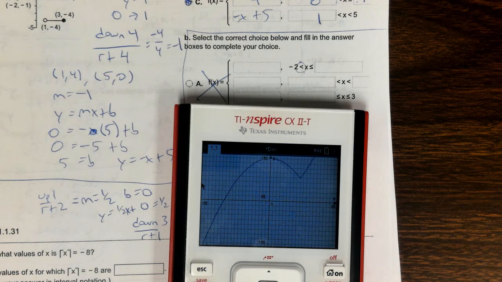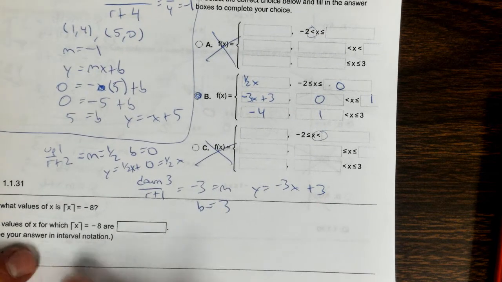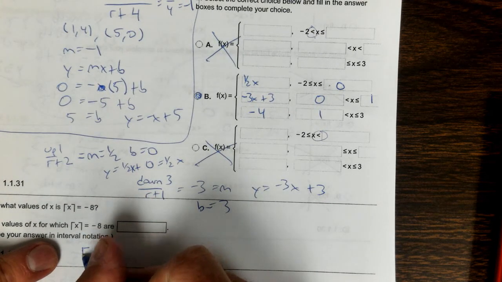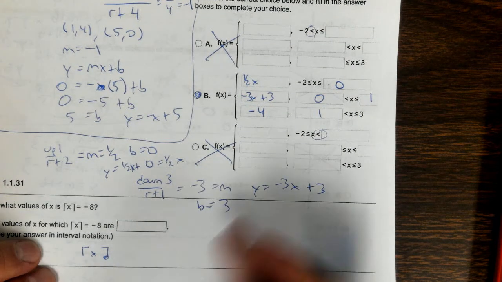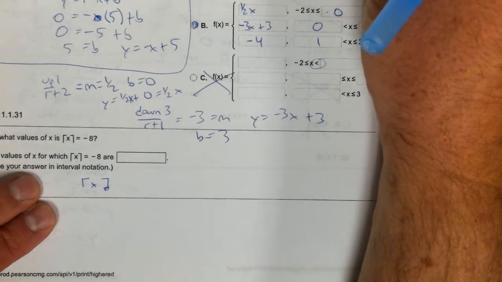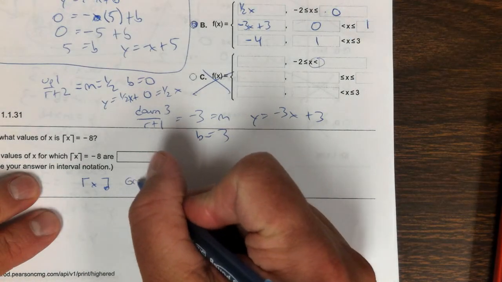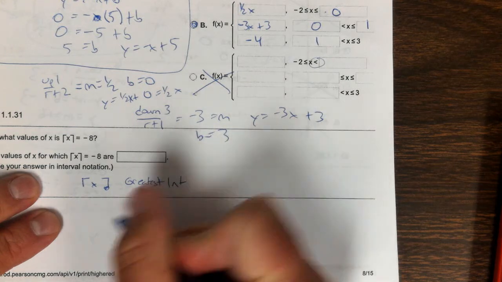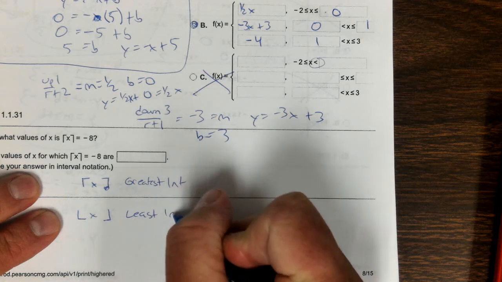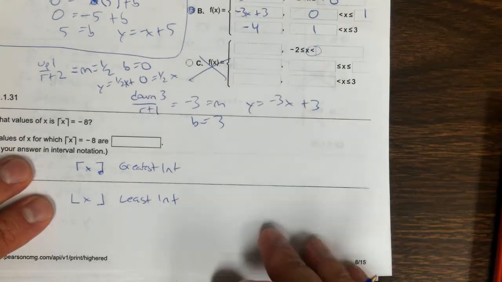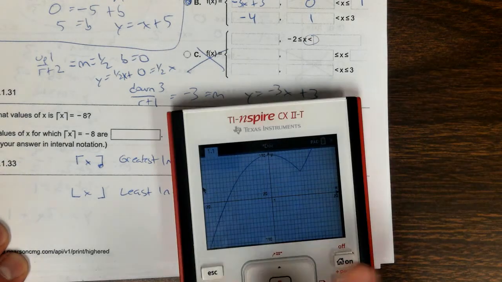Okay, so now on this one, what you have to pay very close attention to is, does your problem have the little bracket section on top or on bottom? If it's on top, then it's called greatest integer. If it's on bottom, then that's least integer. Okay, so that's half the battle right there, because we don't really even have to bother putting it on the calculator.